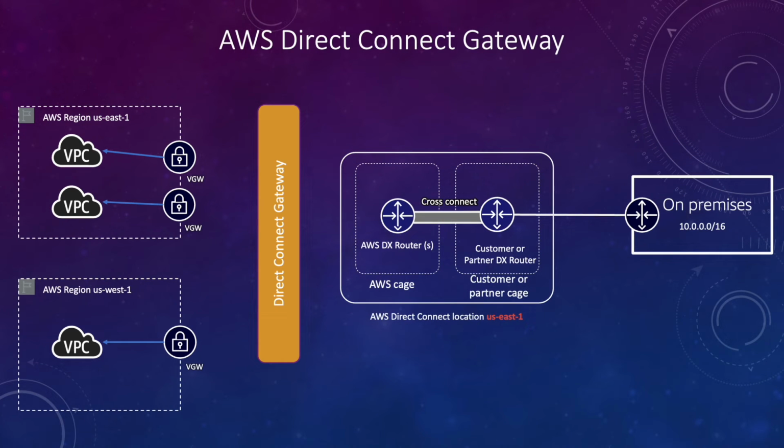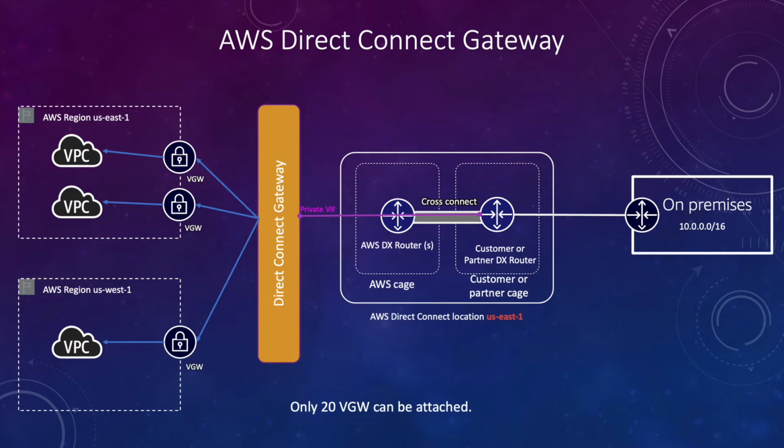We can use Direct Connect Gateway. Direct Connect Gateway is a globally available resource. When you create it, it is global and you can access it from any region. In this case, I have my VGWs in a different region. So what I can do is associate these VGWs with the Direct Connect Gateway, and then I can create a virtual private interface, which is a private VIF, by using this Direct Connect Gateway, and then I can access these VPCs.